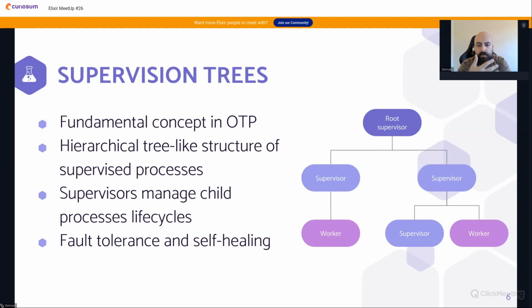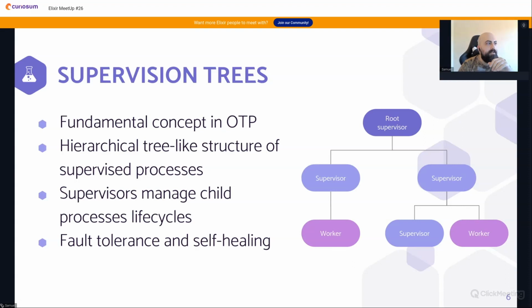That way we can start off with a clean state, and most of the time that's enough to solve our problems. But one thing I'd like to point out that I have seen happen before is that there is a default tolerance of errors, and the default tolerance is 3 restarts in every 5 seconds. So if your application goes above that threshold, it's going to crash.